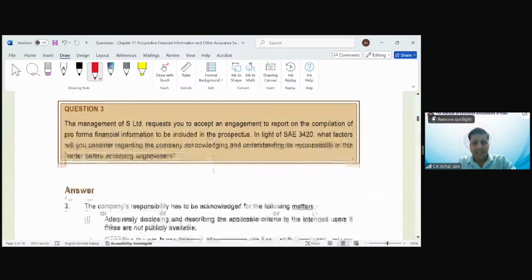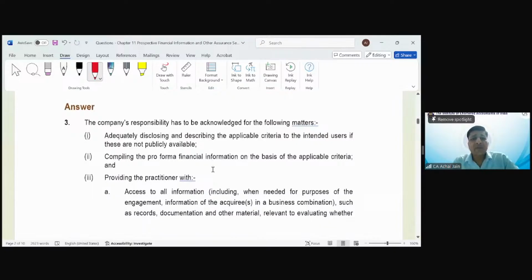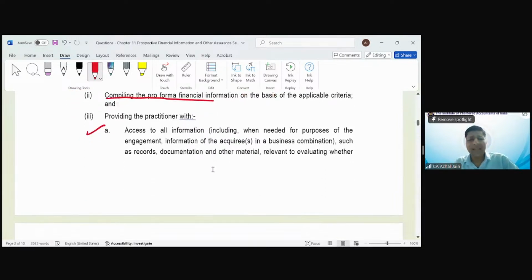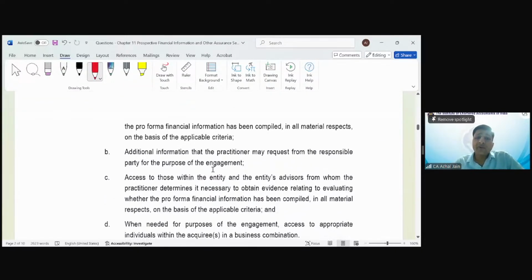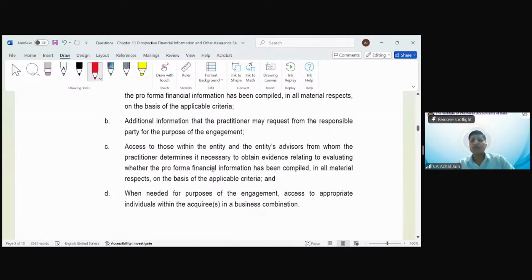So let's look at this. Let's try to understand this. See, the company's responsibility has to be acknowledged for the following matters. Adequately disclosing, describing applicable criteria. Of course, compiling the pro forma financial information, providing the practitioner with access to all information, such as records, documents, any material which is relevant. Additional information that the practitioner may request for the procedures.